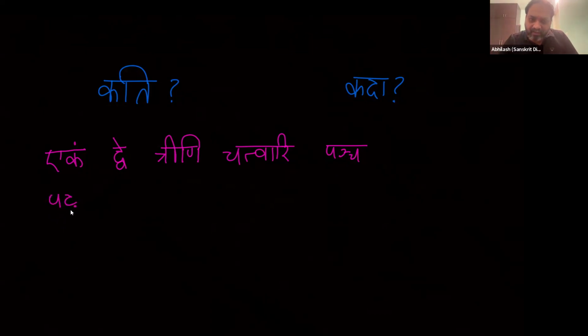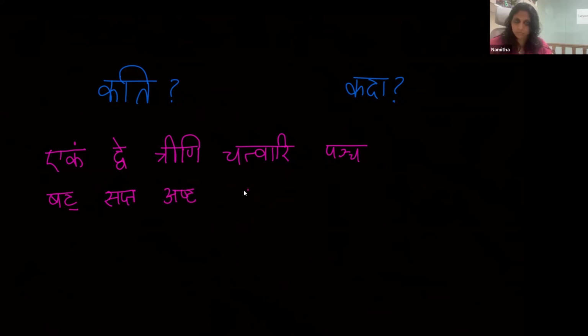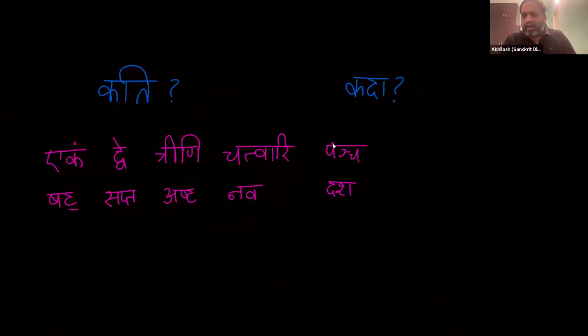Then we have shat. This is half ta, not full ta. After this, everything is full. Sapta, ashta, nava, dasha. So ekam, dve, trini, chatvari, pancha, shat, sapta, ashta, nava, dasha.